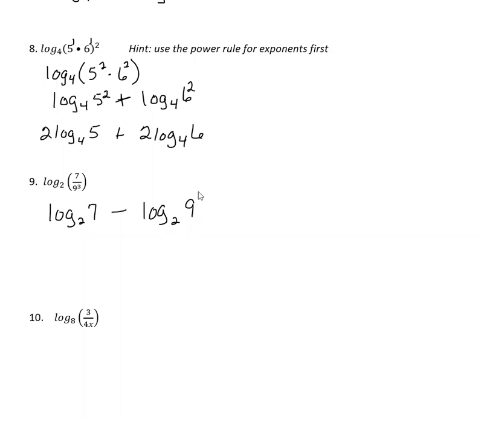And on this second logarithm, I have 9 to the third. So I can use properties again and take this 3 and move it up front of that log. So when I have the log base 2 of 7 minus 3 times the log base 2 of 9.